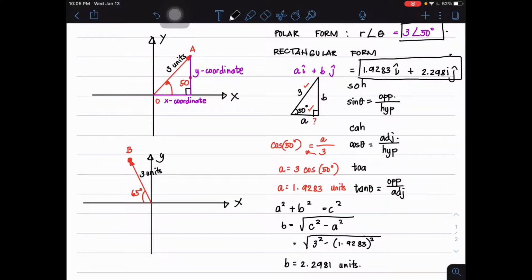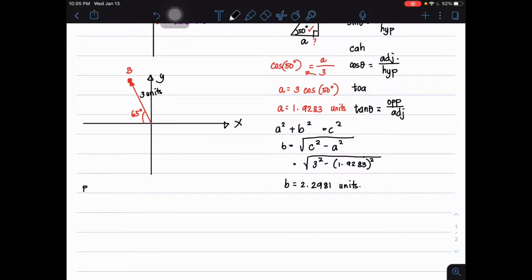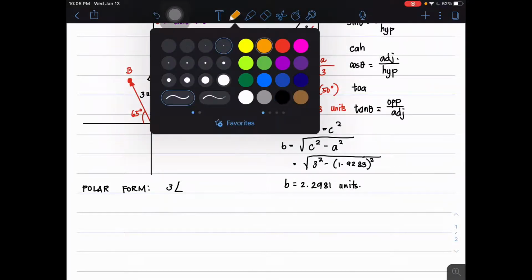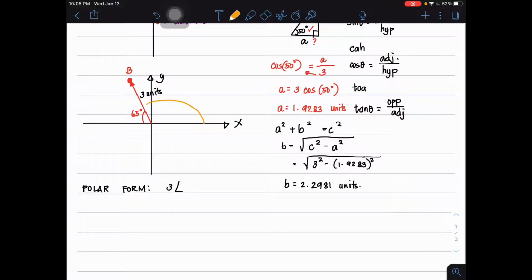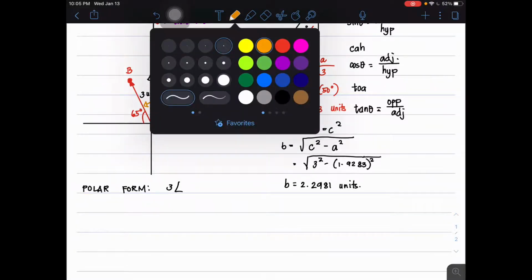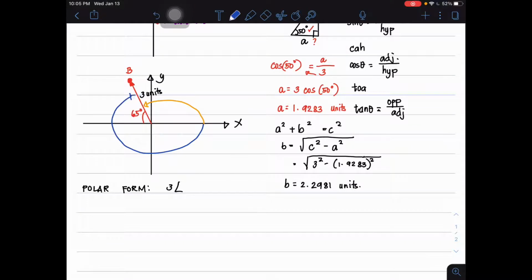So let's get the polar form. The polar form of this vector is 3 units with an angle of, now we have to determine what is the angle of this vector. It's not 65 degrees, because when we measure angle, it should be from the positive x-axis. So we can either make use of this one or the other one, but I will choose to take the orange line.